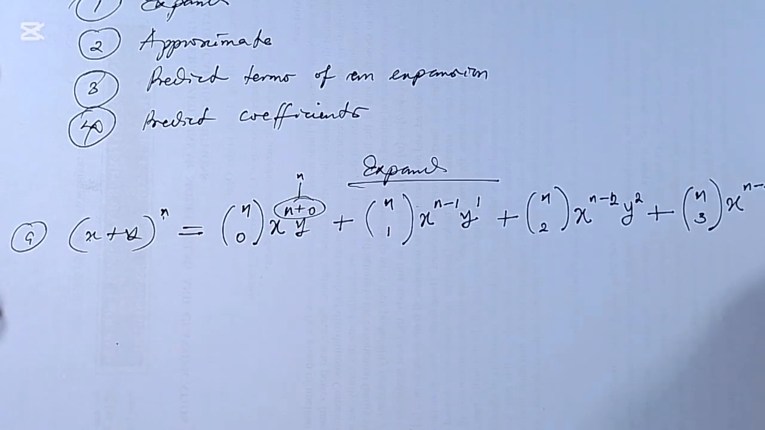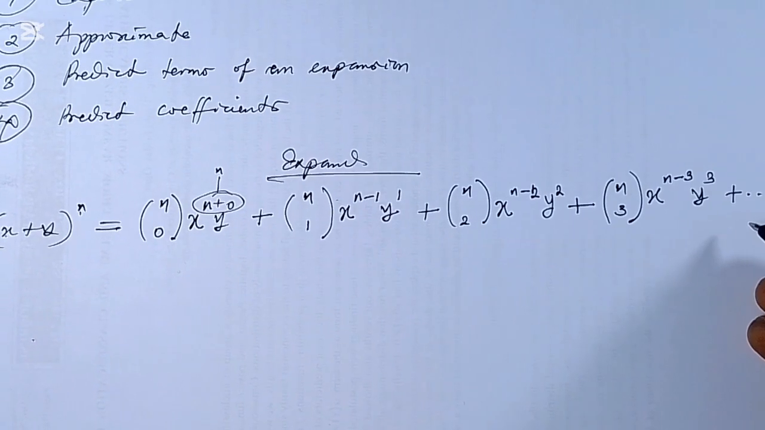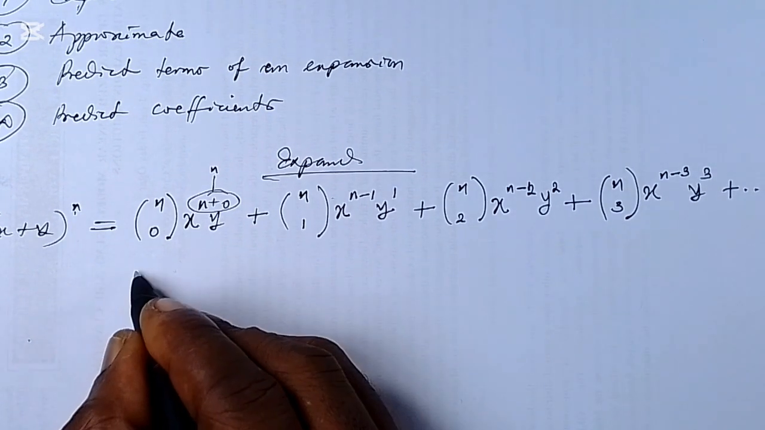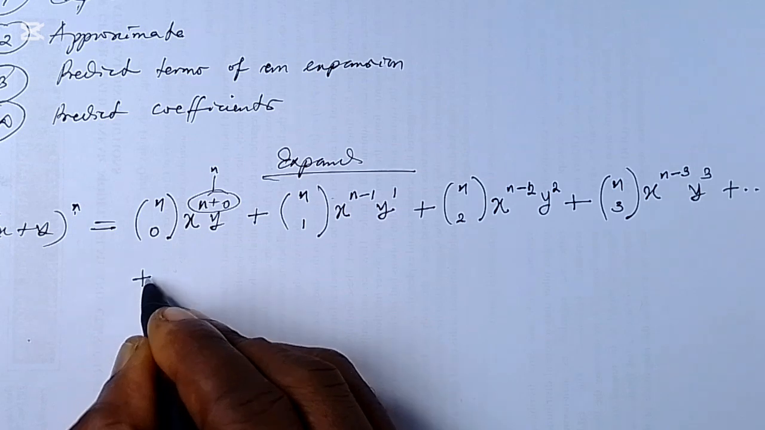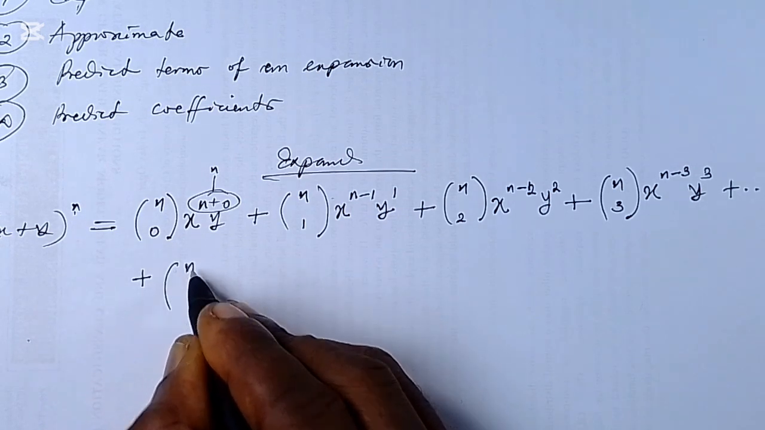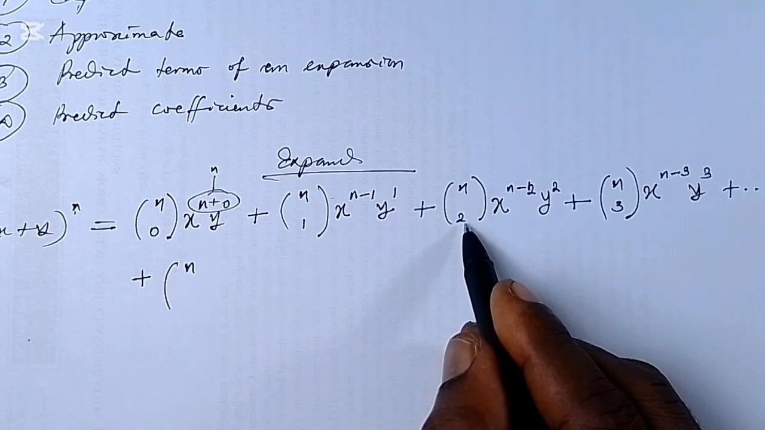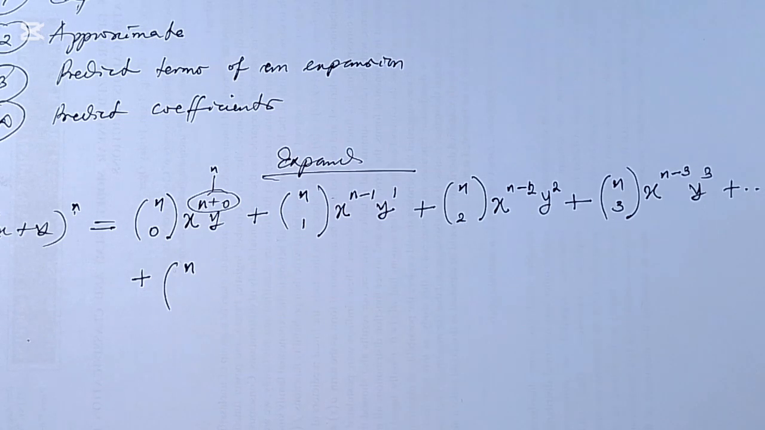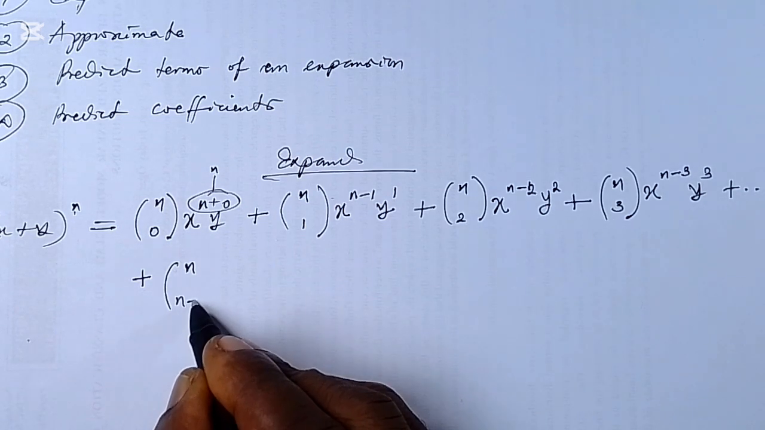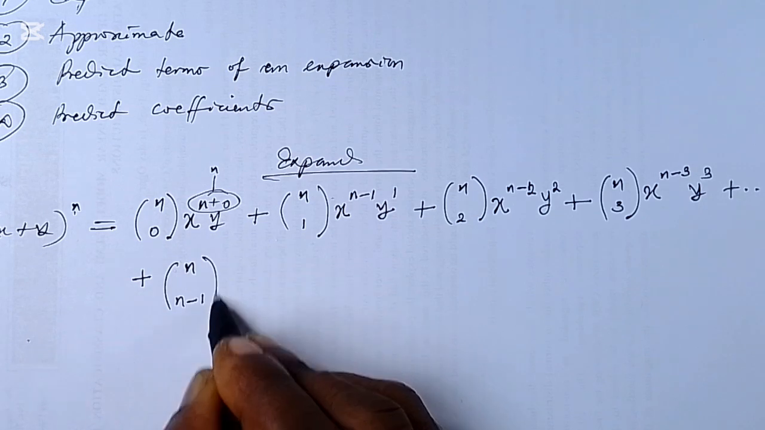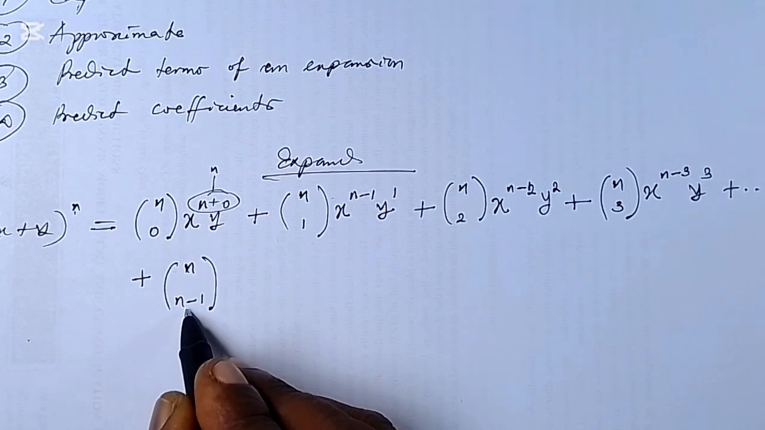So if you continue this expansion, it will get to the second to the last term. At the second to the last term, this 0 which became 1, that increased to 2, that increased to 3, it will keep increasing until you get to the value before n, and the value before n is n minus 1.